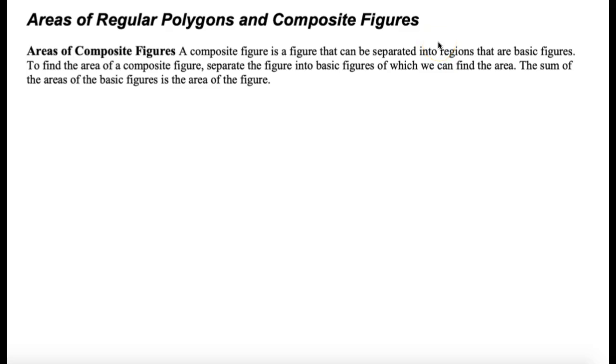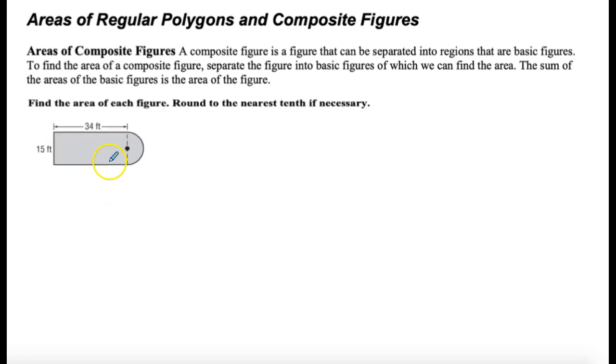Alright, in this video we're going to take a look at areas of composite figures. A composite figure is just a figure that we can separate into figures that we know how to find the areas of, like triangles and parallelograms and circles or semicircles. So let's jump right into an example.